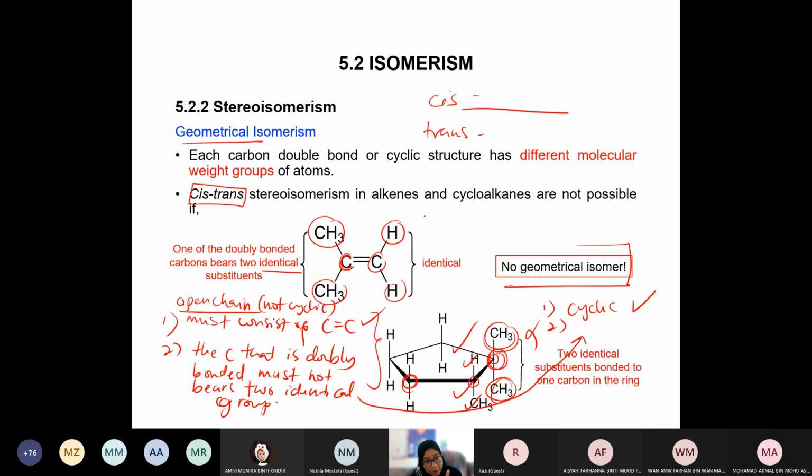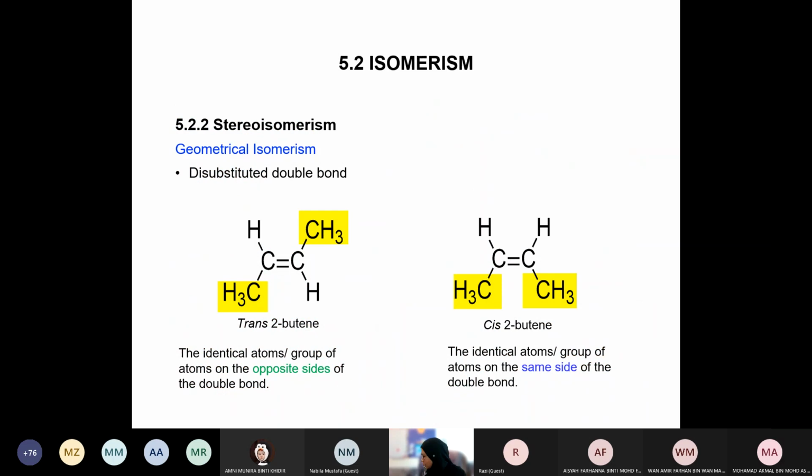But before that, you have to know these two conditions in order for you to determine whether it has geometrical isomerism or not. Meaning that not all molecules will have geometrical isomerism. Not all double bonds can have geometrical isomerism, and not all cyclic molecules will have geometrical isomerism, or cis-trans.